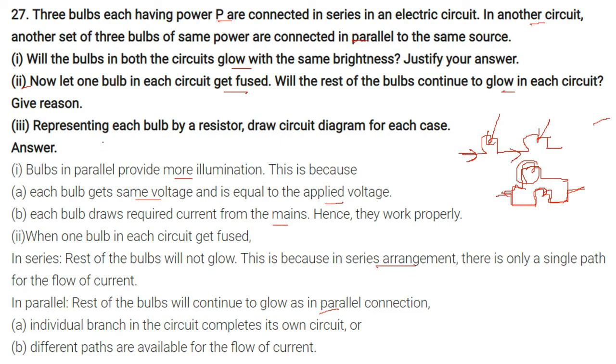One more thing is there, representing each bulb by a resistor, draw a circuit diagram for each case. So we'll draw it. But before that, each individual branch in the circuit completes its own circuit. In this case, parallel connection, different paths are available for flow of current. These are different paths, one path this one, one path this one.